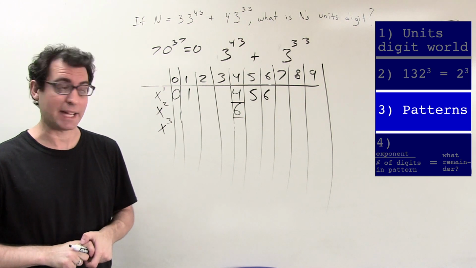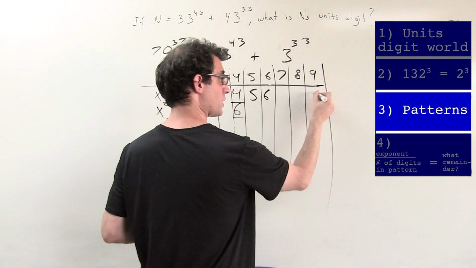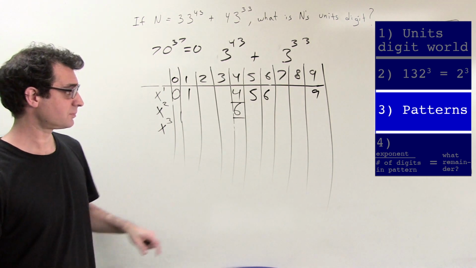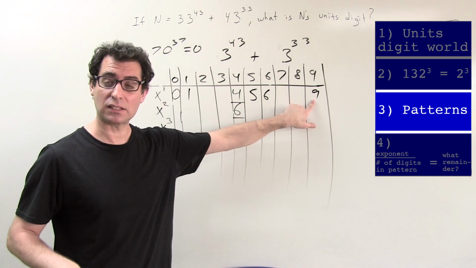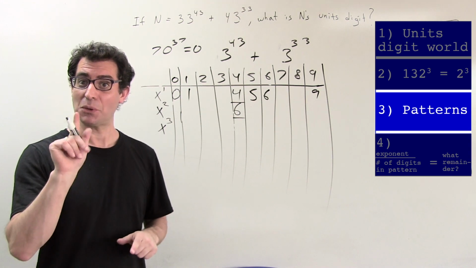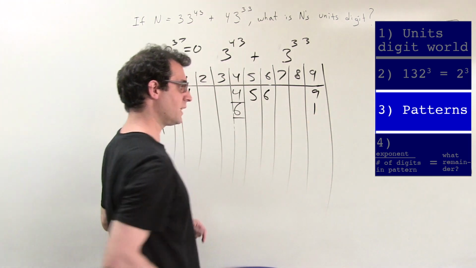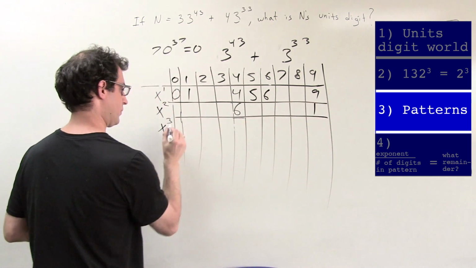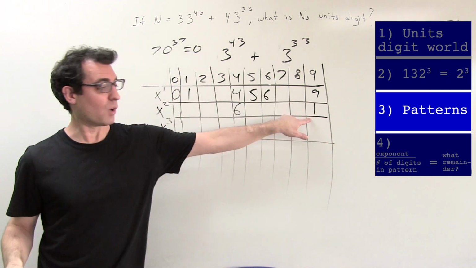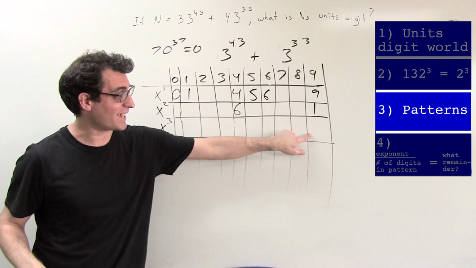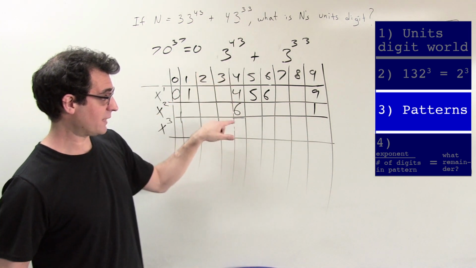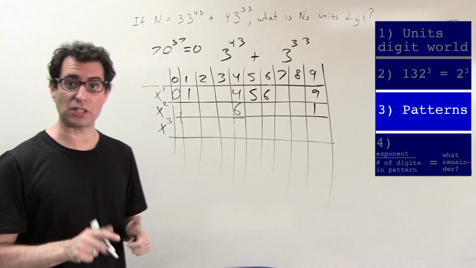And the same thing with 9. 9 to the 1, of course, is 9. 9 squared, 9 times 9 is 81. So the units digit of 9 squared is 1. And what's 9 cubed? Well, 1 times 9 is 9, and the pattern starts over again. So with 4 and 9, you have 2-digit patterns.